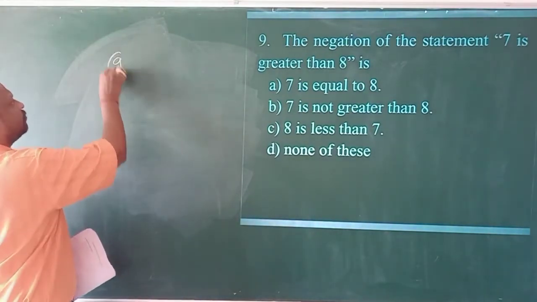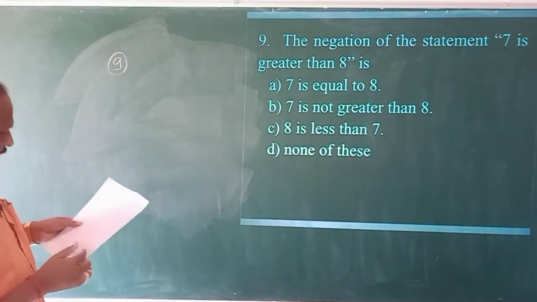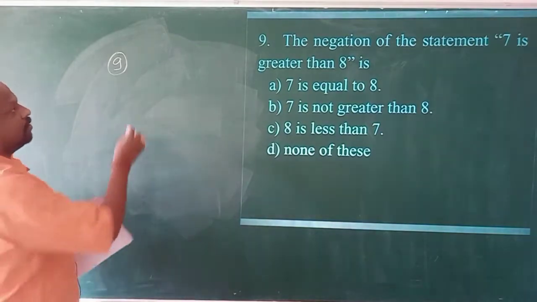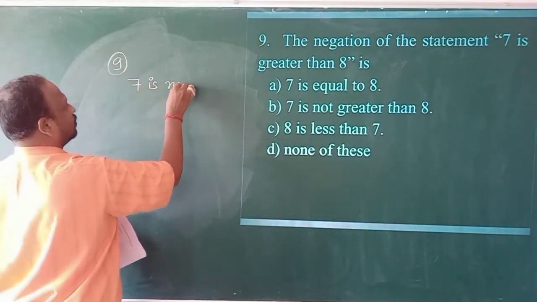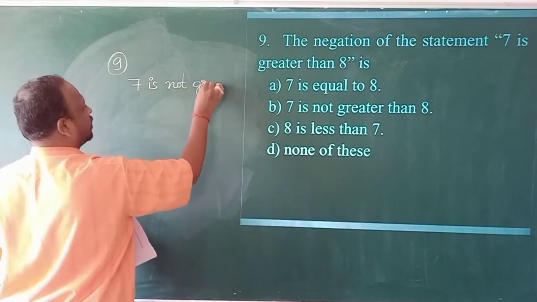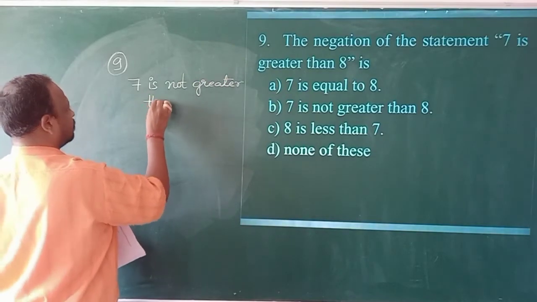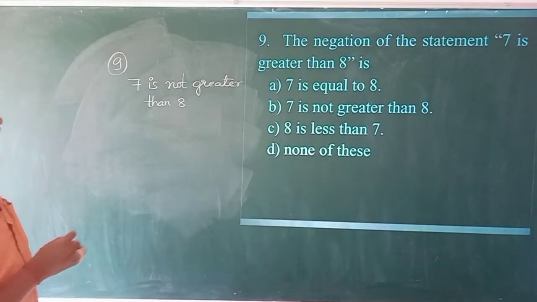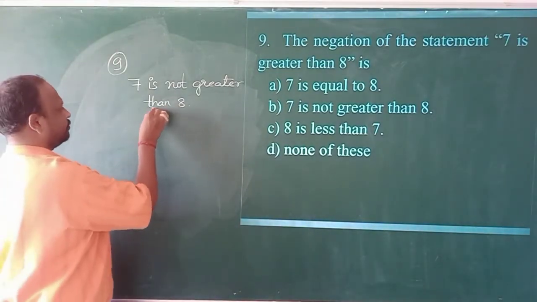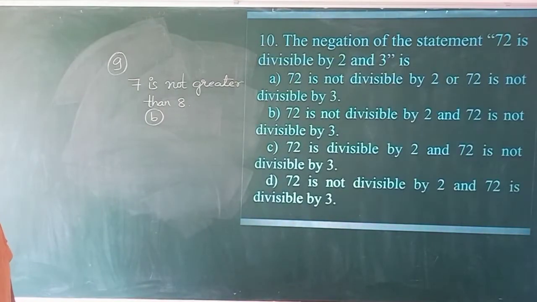Ninth one, the negation of the statement, 7 is greater than 8. So you can write down 7 is not greater than 8. Seven is not greater than 8. Option B. We'll go for next one.